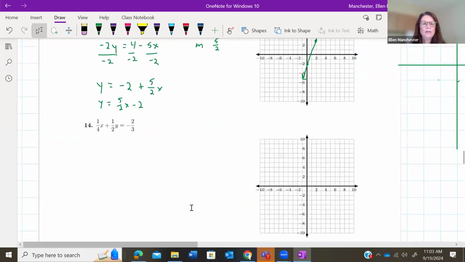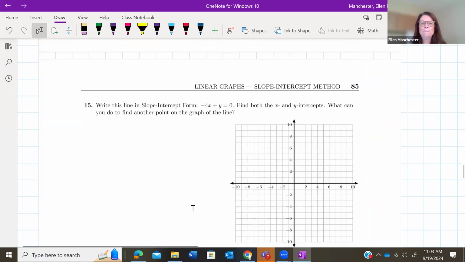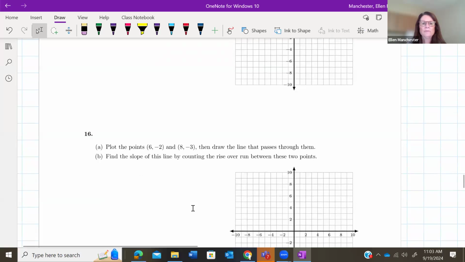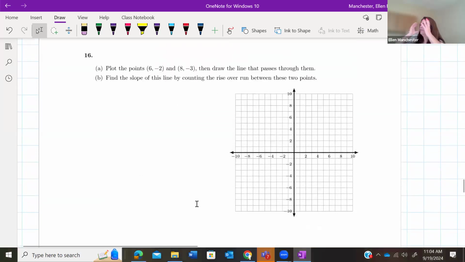All right, let's see, what else can we do? Okay, we're good there. Now we're going to jump into plotting points. So we're just going to plot points, and then we're going to draw a line, and then we have to find the slope. All right, so here we go. This is number 16 on page 85.